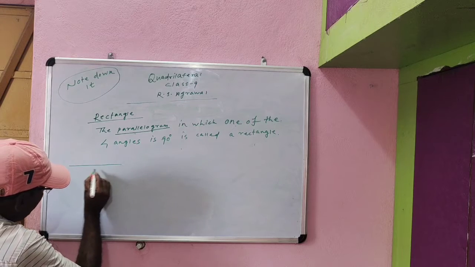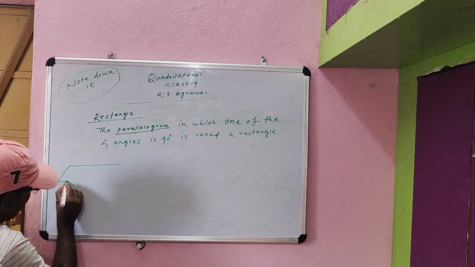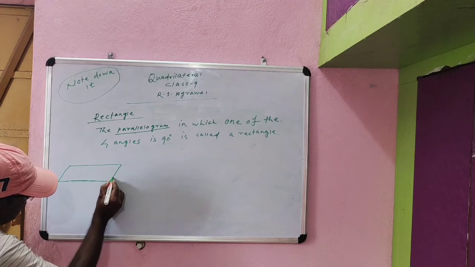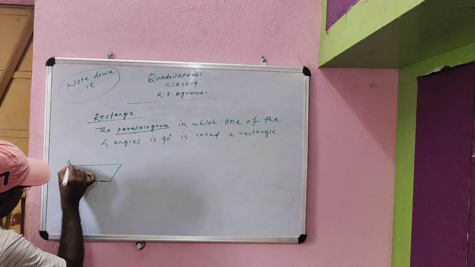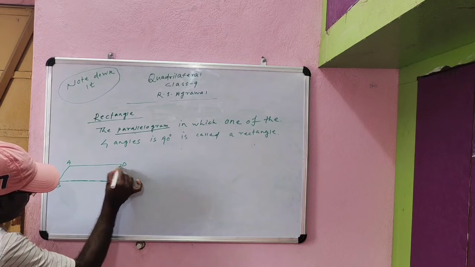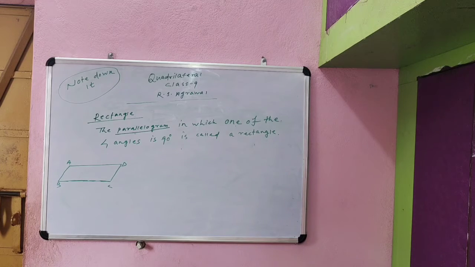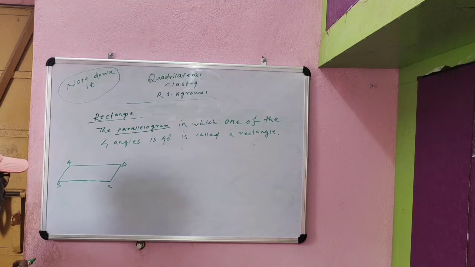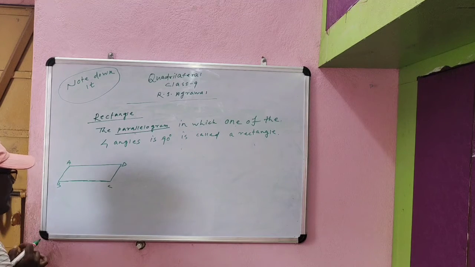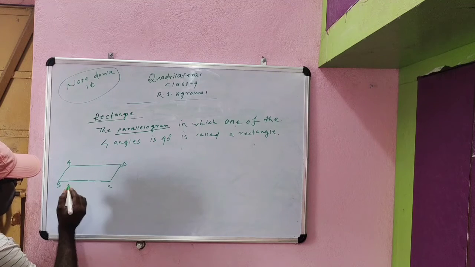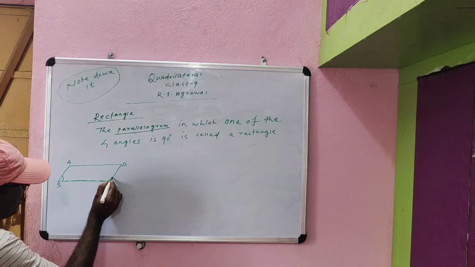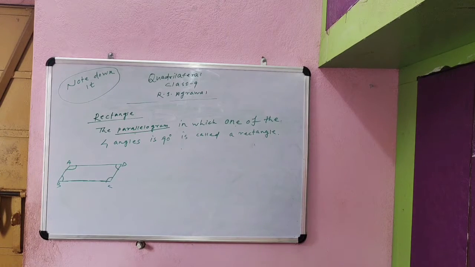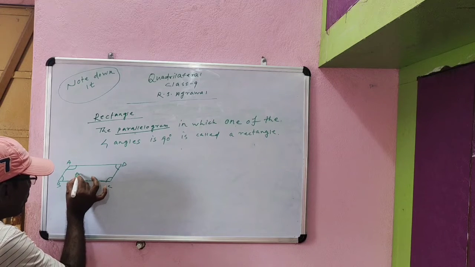It is a parallelogram. Already I have discussed it. But in this parallelogram, we observe that no angle out of these four angles is 90. Therefore, it is simply called a parallelogram.